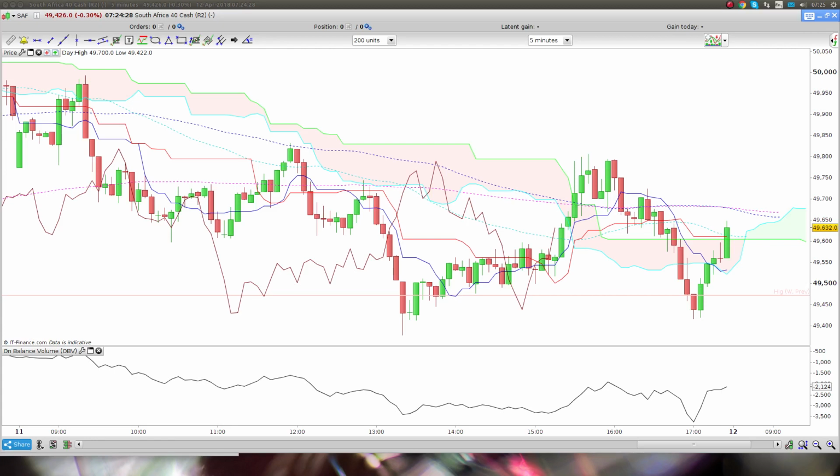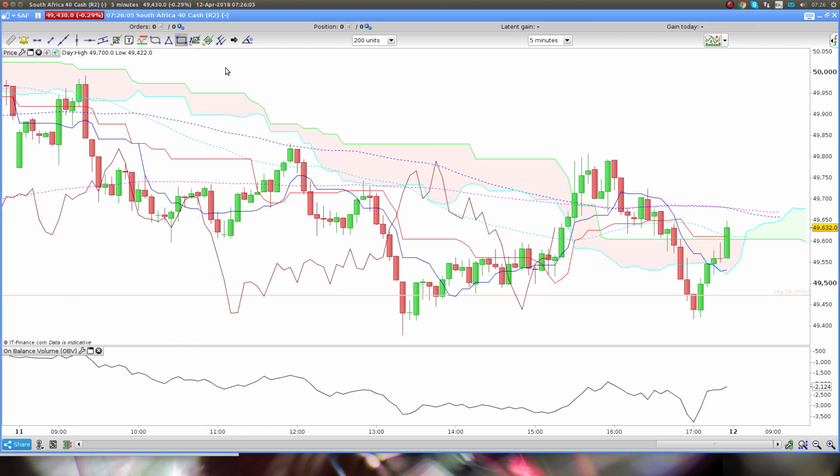Hello traders. So we're going to have a look at breakouts and breakout targets. What you have in front of you is the Aussie, the South African top 40, but I'm on a 5-minute chart just so that I can show you the breakouts. It's a little bit easier to see them here in the 5-minute, but the same principle applies across all time frames.